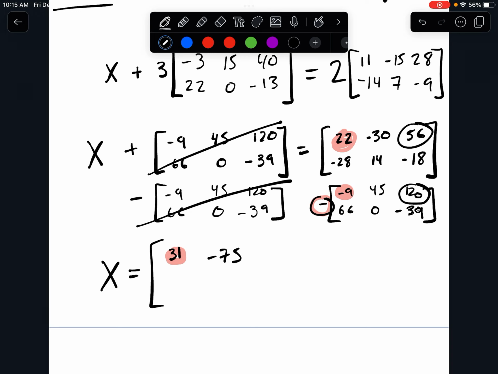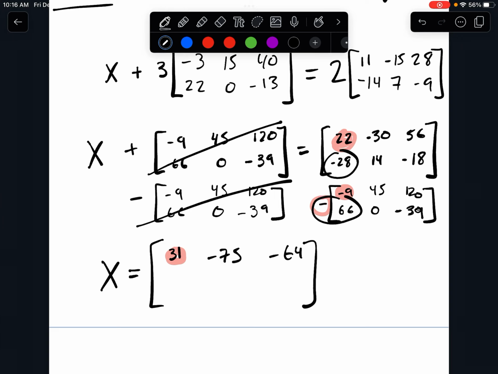And again, when we're doing this, remember, everything is staying in that same element position. So if I'm in the top right corner of my matrix here, and the top right corner of my matrix here, my answer has to go in the top right corner of my resulting matrix. Your resulting matrix always has the same dimensions as the matrices that you're adding and subtracting. So if we take 56 minus 120, we should get -64.